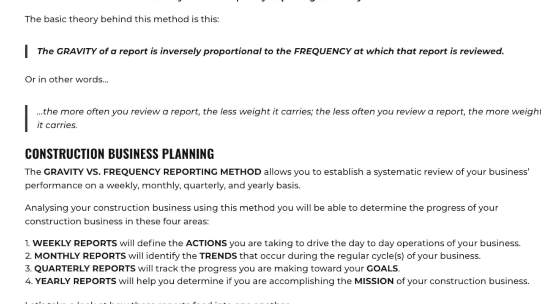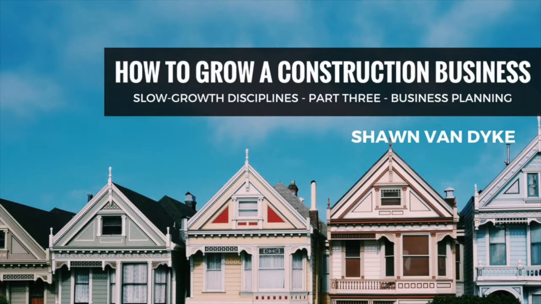So the more often you look at a number, the less important it is because you've got more time to review it and plan some changes for it. But if you're not looking at a number, say like a yearly report or a quarterly report, then the numbers in those reports carry much more weight or have more gravity. And we'll get into the explanation of this in this blog post. So let's talk about your construction business planning.